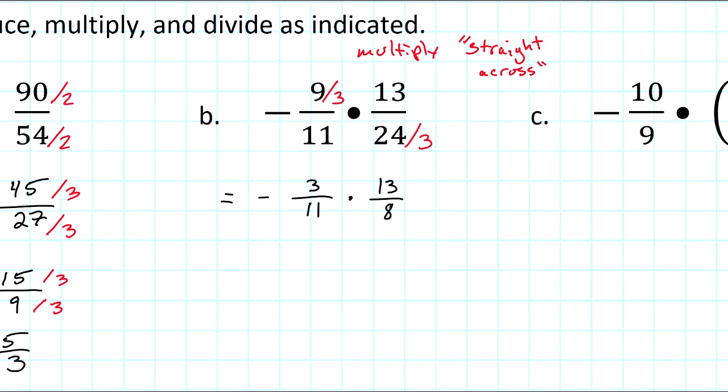Now, what we've done by reducing first is we've given ourselves smaller numbers to work with, so our multiplication has become easier. Now, the negative comes down. Negative times a positive is a negative. And now I'm going to multiply straight across. Let's, in fact, change these instructions to purple and move them down here.